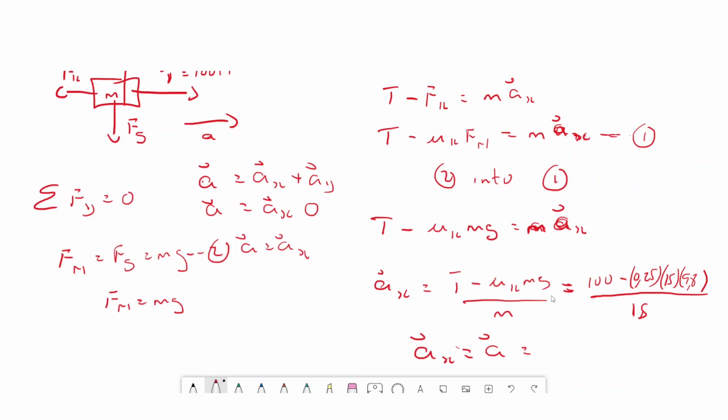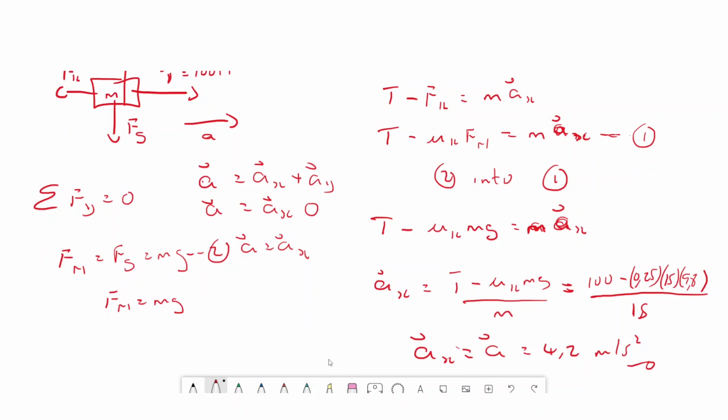All right. So this is going to be 100 minus 0.25 multiplied by 15 multiplied by 9.8, divided by 15. So my acceleration is 4.2 meters per second squared. This is how you can use the tension to find out whatever it is.